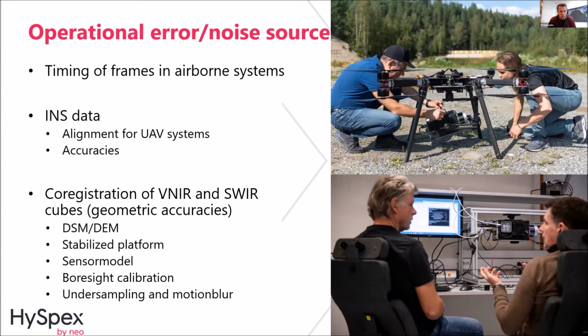And then it's, as I mentioned earlier, co-registration of VNIR and SWIR cubes. If that is of interest, then you need a good elevation model or surface model. A stabilized platform can help. You need a good sensor model. You need a very good boresight calibration. And you have to take into consideration the sampling and motion blur. As I said, the two cameras should have the same mid exposure or the same blur.